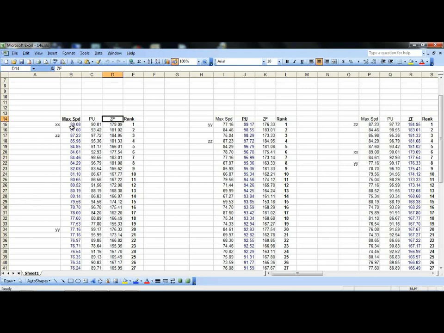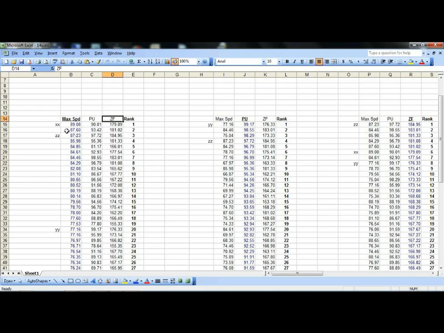So what I did was I marked the high-level performers in maximum speed, percent utilization, and Zeno factor with these letter designations. So your maximum speed is your XX designation, the athlete that had the highest percent utilization was YY, and then overall performance ZZ. So let's just take a quick look at this, and then we'll look at our player one.